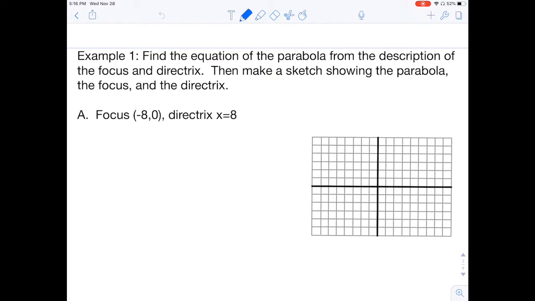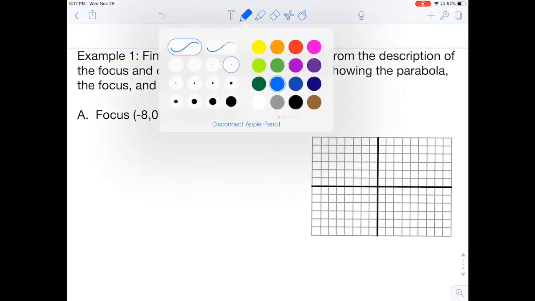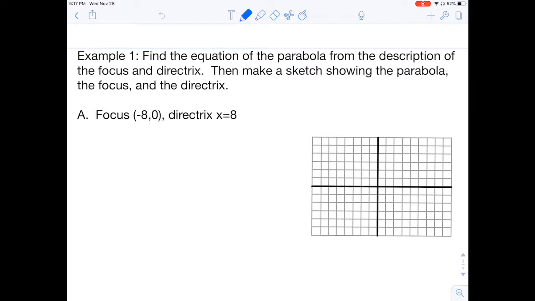So, a reminder on how to do these. The first thing we want to do is a quick little sketch. As I was doing this with the other classes, I found it a little bit easier for students if we just graph the given information on the coordinate grid that is given. So in this case, I'm going to graph my focus and my directrix. I have my focus at -8, 0, and my directrix is at x equals 8, which I'm pretty sure is right here.